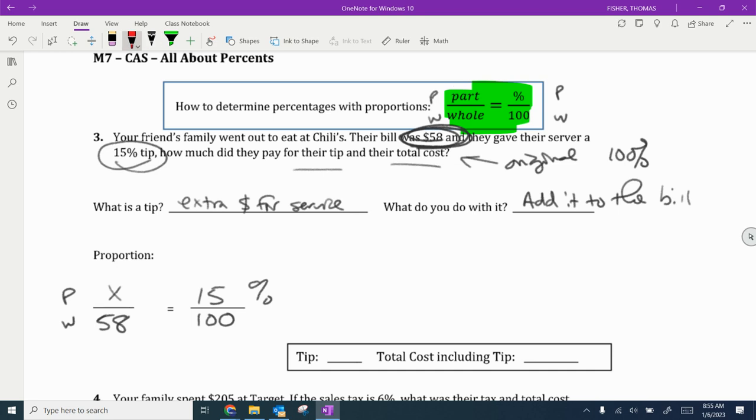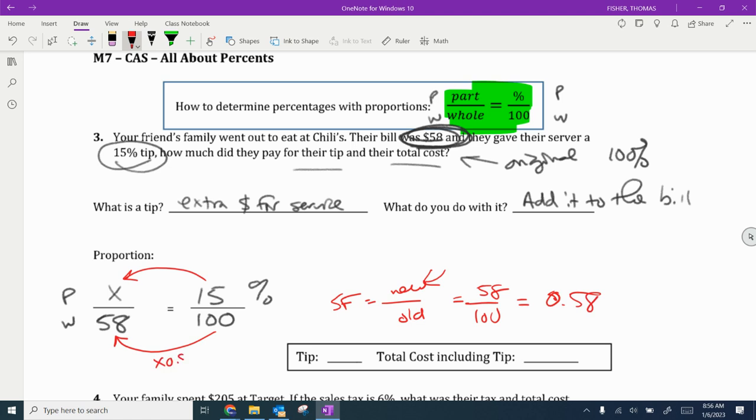So then from here, we just find a scale factor that gets us to x. Again, the scale factor is the new one divided by the old one. And we are pointing at the new one, so pointing at 58. So 58 divided by 100 is the scale factor, which is 0.58. So 0.58 here, 0.58 here. And then on our calculator, we just do 15 times 0.58, and we get our answer. Our answer would be $8.70.